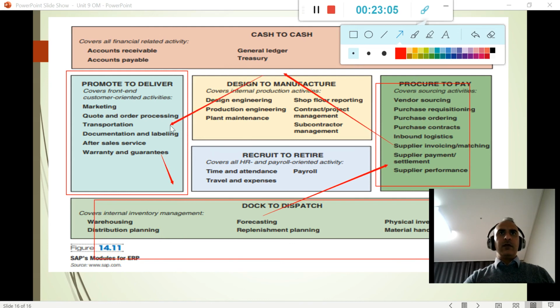Okay, so let's say, for example, our company just wants to deal with human resources, so we just get the module of human resources and that's it. But if we want to link the production with the HR, with the finance, then we will have all the modules. Okay, so very good.